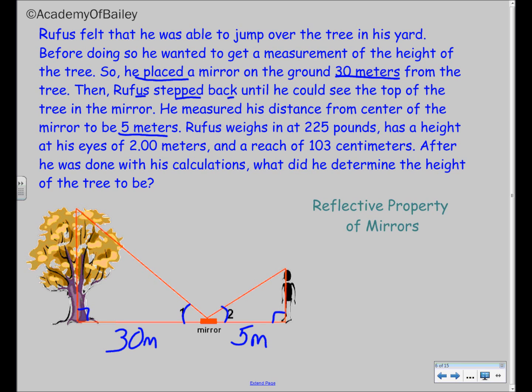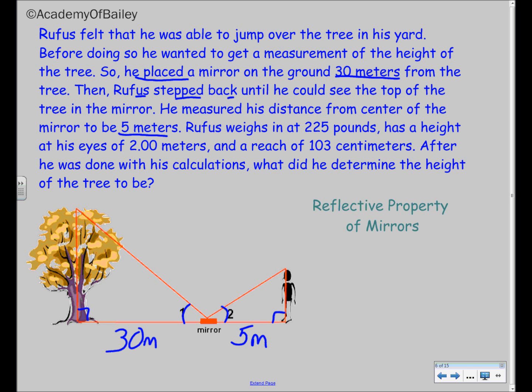Rufus weighs in at 225 pounds. He has a height at his eyes of 2 meters and a reach of 103 centimeters. 103 centimeters. I don't know if you guys know much about boxing, but a reach of 103 centimeters. Good luck trying to get inside on that guy. You're probably going to get your face pounded in a little bit. You got to be quick. Fly like a butterfly. Sting like a hornet. I think hornets sting a little stronger than bees do.